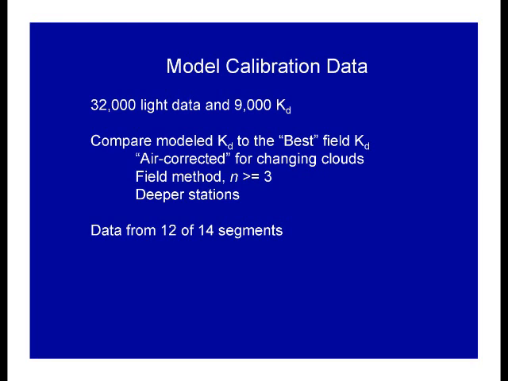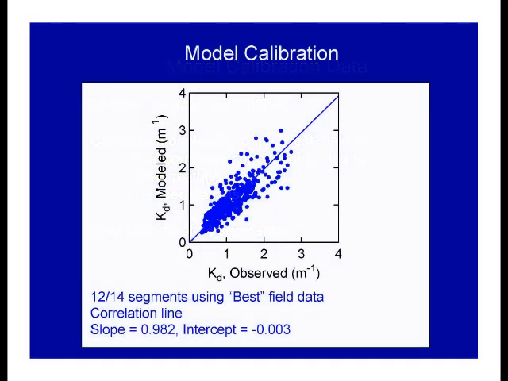We also restricted the data to having at least 3 observations or more, not just using the 2 observations in those red circles when I showed you field data a few slides back, because there we don't know whether some of those observations might be compromised. So we only used ones where we had at least 3 data points, and we used deeper stations so that we weren't looking at the light which reflected back off the bottom. We ended up with data for 12 out of 14 discrete segments, and this is the answer.